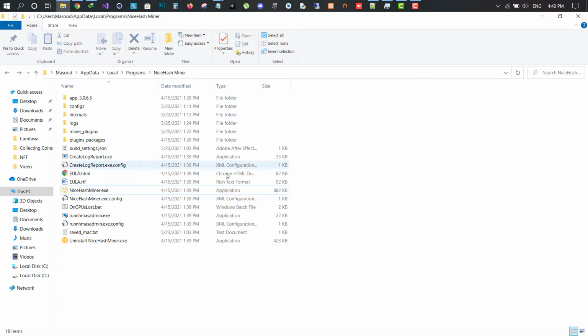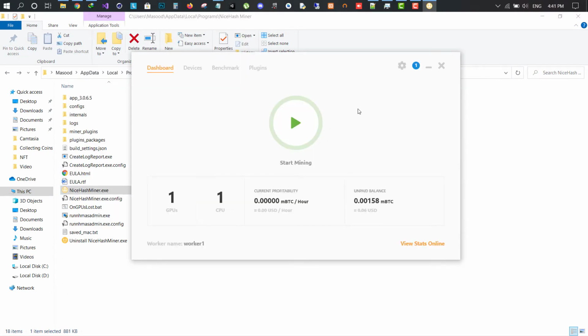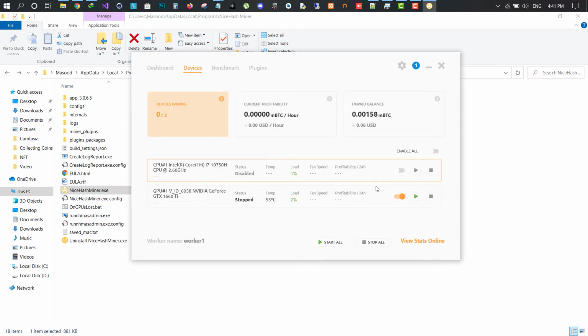Once we have installed it, we can run it. Here, we can manage devices, run benchmarks, or install different plugins. We can either disable or enable CPU or GPU.